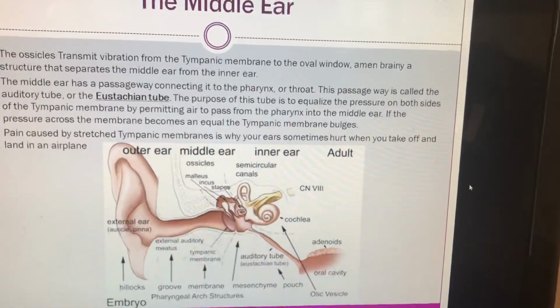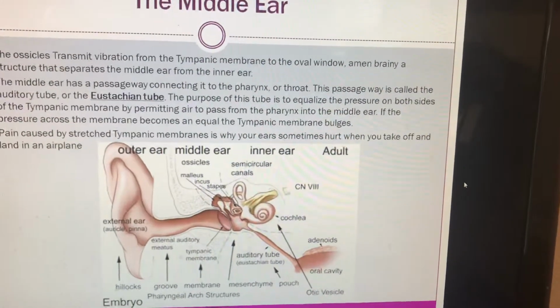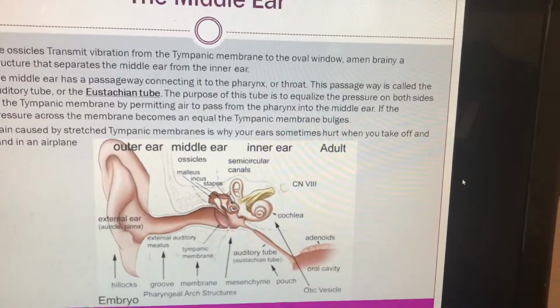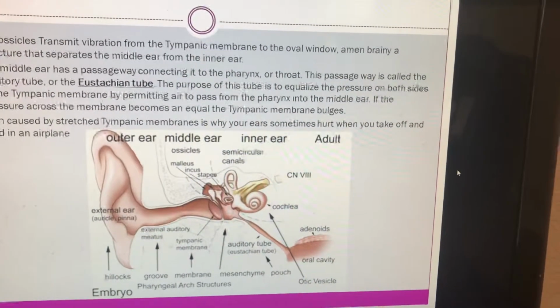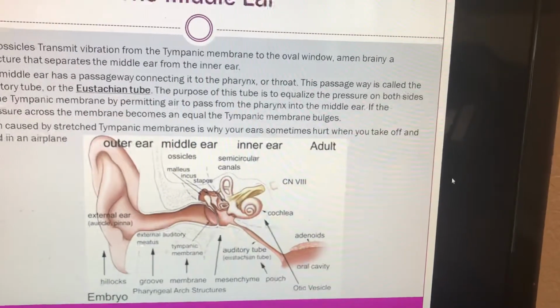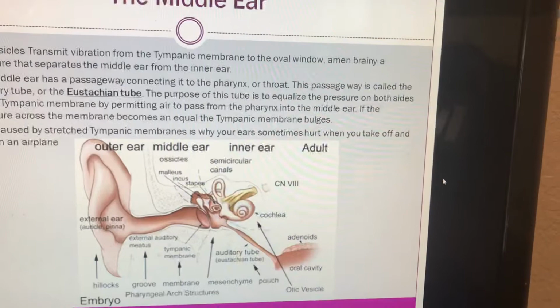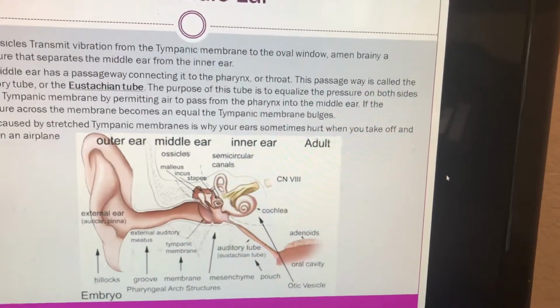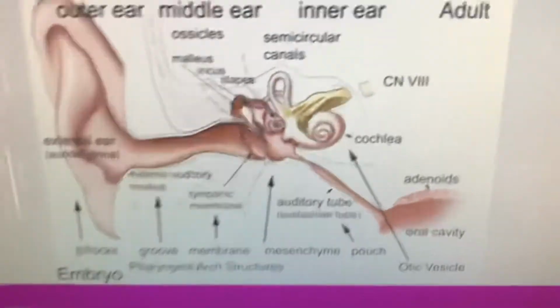So the purpose of this tube is to equalize the pressure on both sides of the tympanic membrane by permitting air to pass from the pharynx into the middle ear. If the pressure across the membrane becomes unequal, the tympanic membrane bulges. So pain caused by stretched tympanic membranes is why your ears sometimes hurt if you take off and land in an airplane. So let's zoom into that.